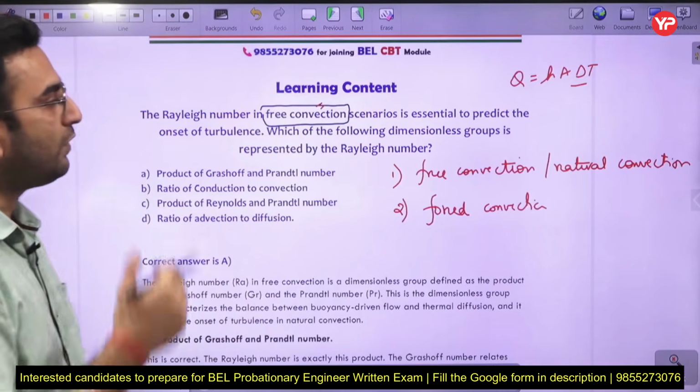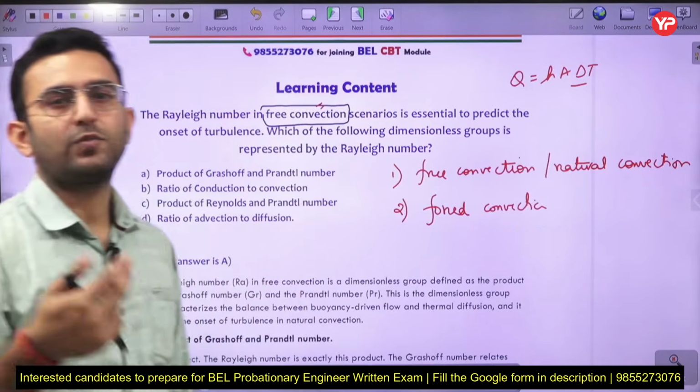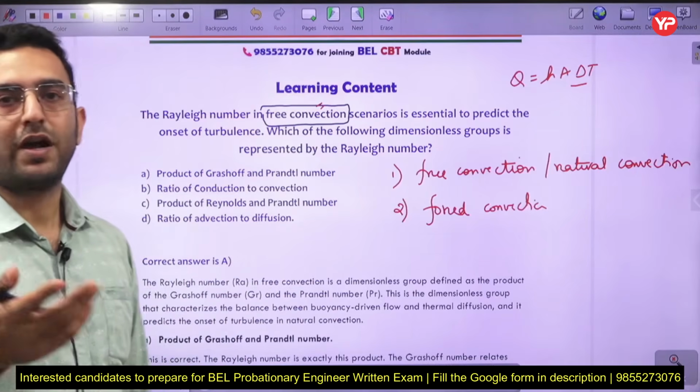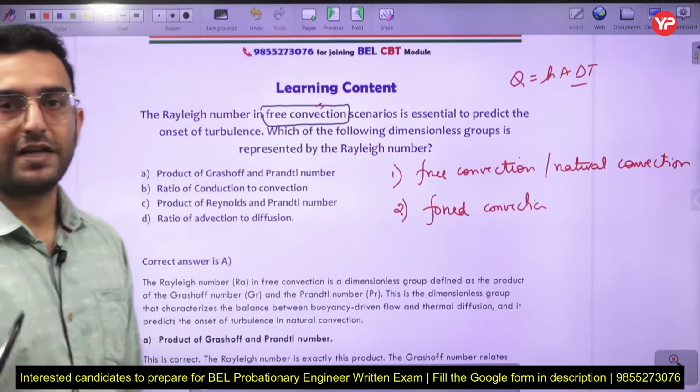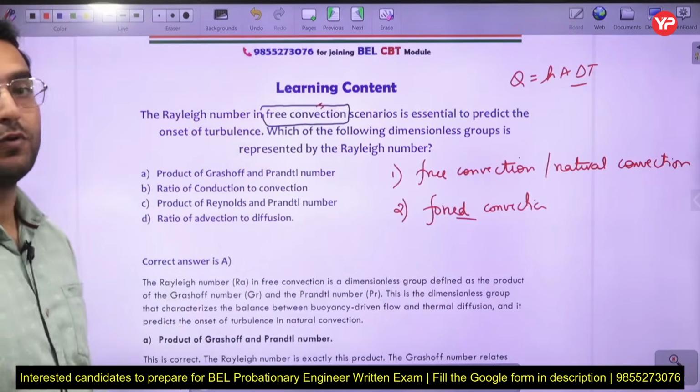So when we talk about the free convection, in that case the heat transfer coefficient depends upon the gravity, temperature difference, isobaric thermal expansion, viscosity, thermal conductivity, density, like these parameters here. In the case of forced convection, it also depends upon the velocity.